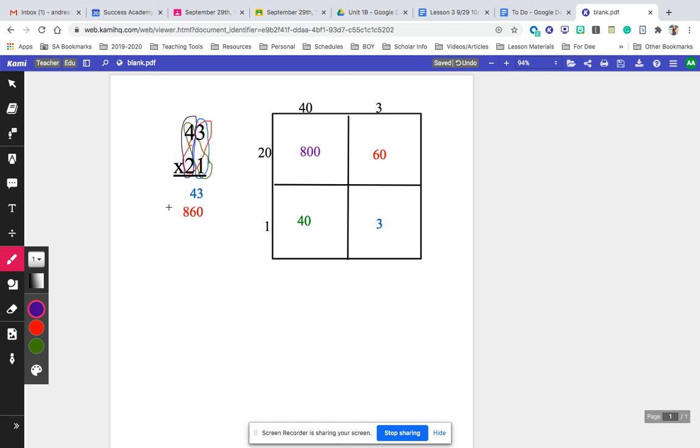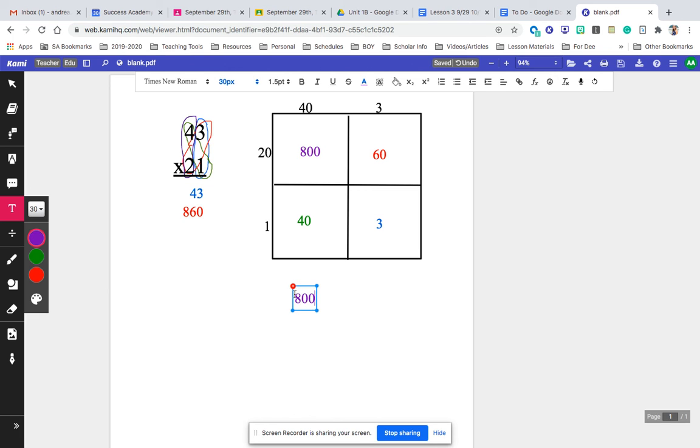Now, the last thing I need to do is add, right? In an array model, I'm going to add up all these numbers. I'm going to do 800 plus 60 plus 40 plus 3, and that's equal to 903.